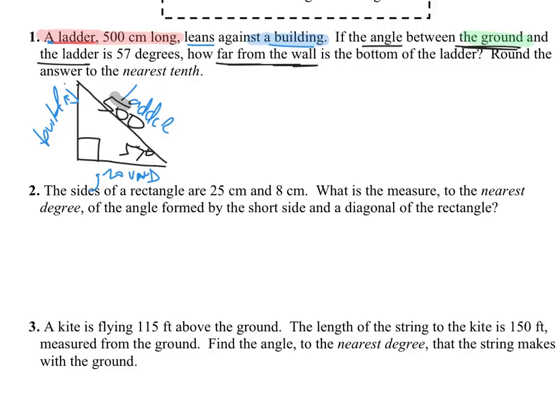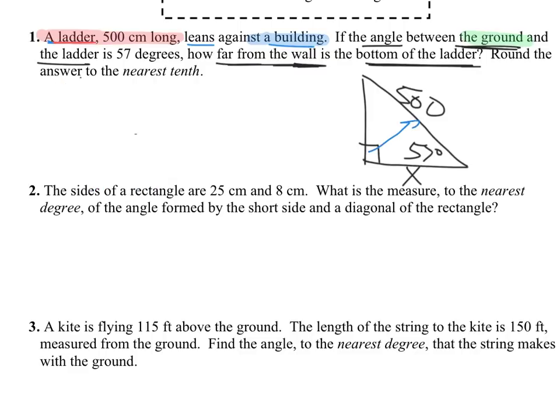How far from the wall? Well, the wall, I'm going to assume, is this side of the building. How far from the wall is the bottom of the ladder? So the bottom of the ladder is on the ground. The wall is this corner here. So this question is asking you, how long is this bottom side? So that's where my X is going to go. So that's the diagram that we want to use. And step 1 is to label the picture.